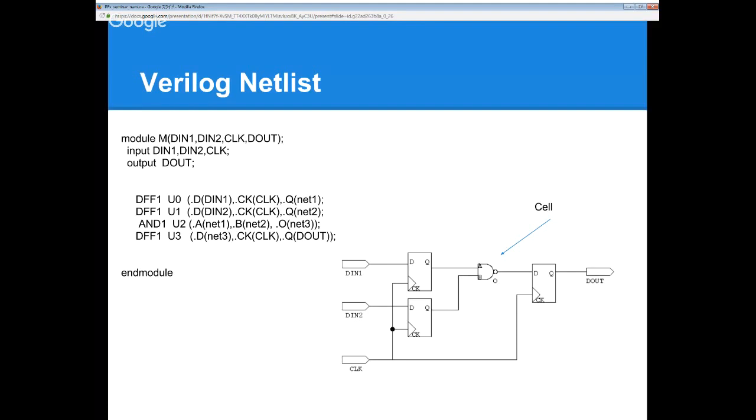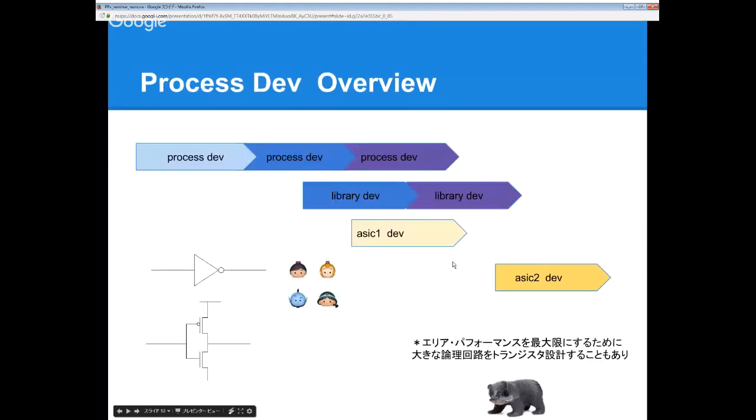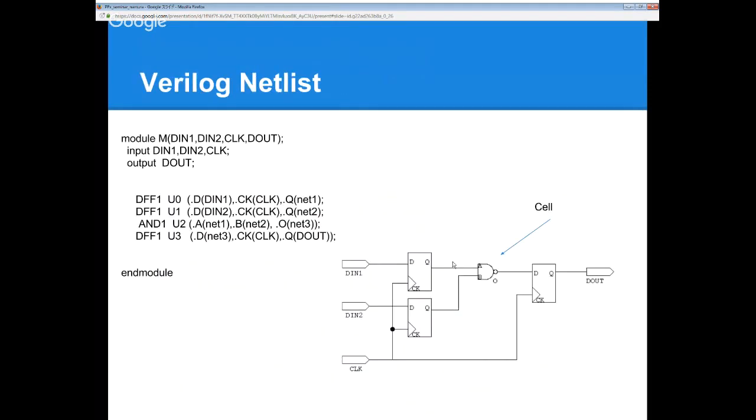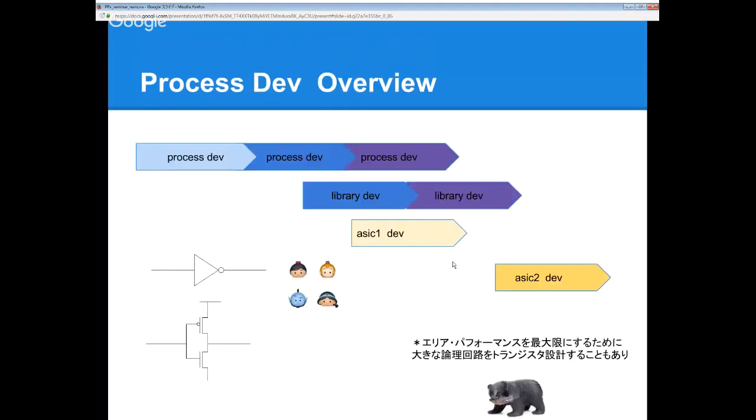Actually, these cells are designed before the logic synthesis. I mean, to compile the RTL, we need a technology cell library. This library represents NAND gate characteristics or DFF characteristics. So these libraries are designed by different teams.